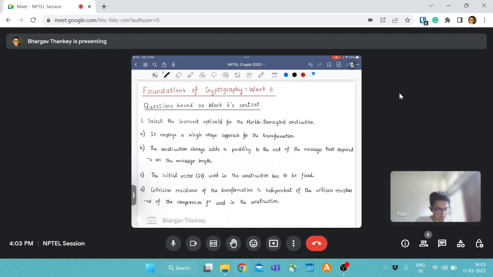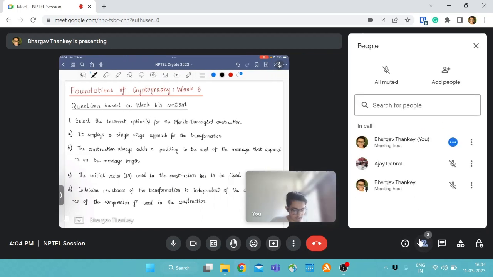So the question is, select the incorrect option or options for the Merkle-Damgard construction. The options are: A, it employs a single stage approach for the transformation. Option B is: the construction always adds a padding to the end of the message that depends on the message length. Option C is: the initial vector IV used in the construction has to be fixed. And option D is: collision resistance of the transformation is independent of the collision resistance of the compression function used in the construction.